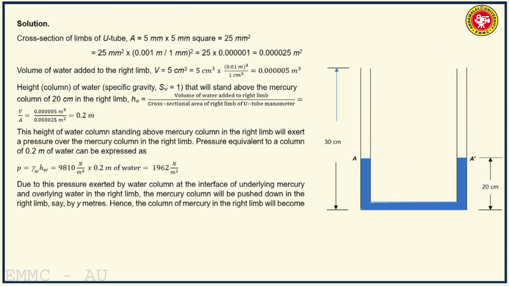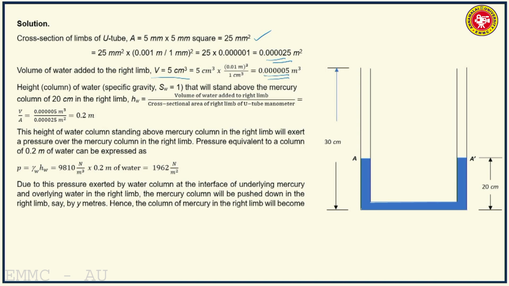Now if you take the cross section of the limbs of the U-tube, that is 5 millimeters square, therefore 25 millimeters square. Convert it into meter square. 1 millimeter is 1 by 1000 meter or 0.001 meter. So that comes to 0.000025 meter square. Now the volume of water added to the right limb is 5 centimeter cube. Put it in meter cube, it comes to 0.000005 meter cube.